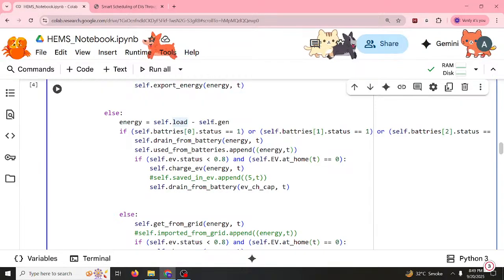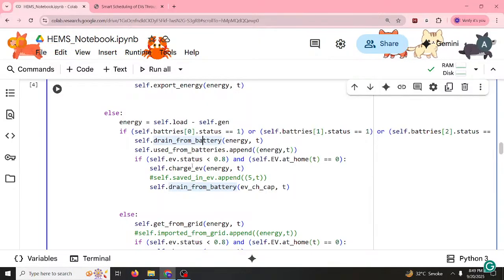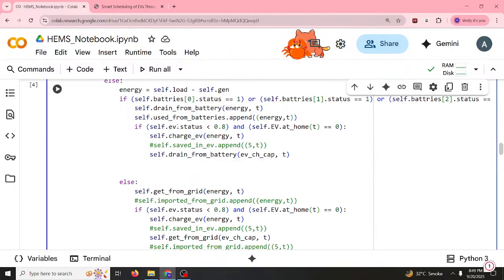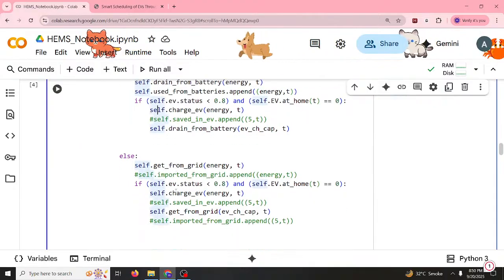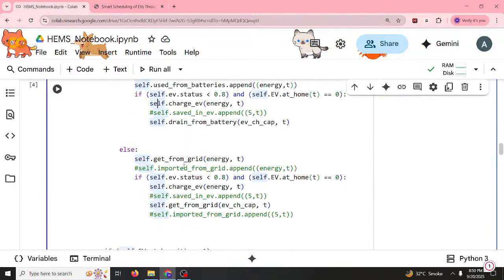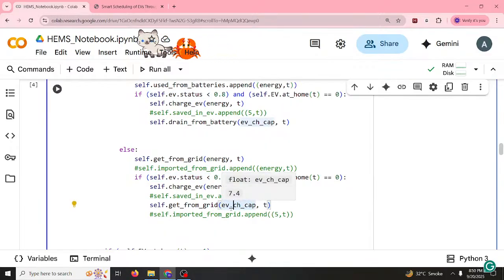So if the load is higher than the generation, that means we have to drain from the battery, and we cannot charge EVs. So far we will go like this, and if the EV status is less than 80% and we have to charge the EV, then we will just discharge from the battery and charge the EV. Similarly, if we do not have energy at home, we can get it from the grid, and if the EV state is less than 80%, we have to charge the EV at a very first priority.